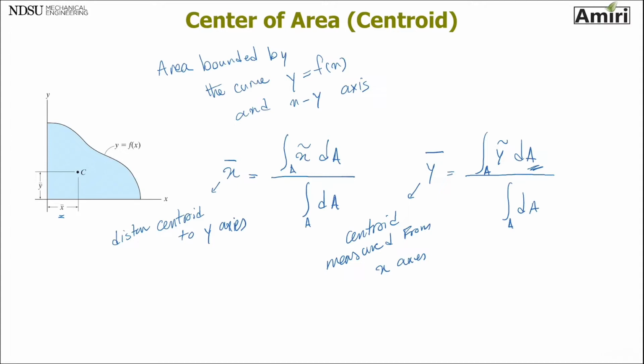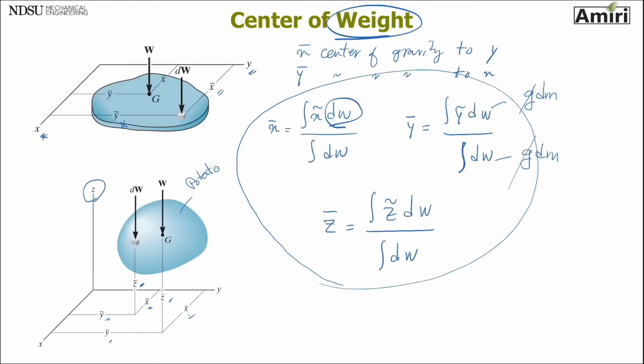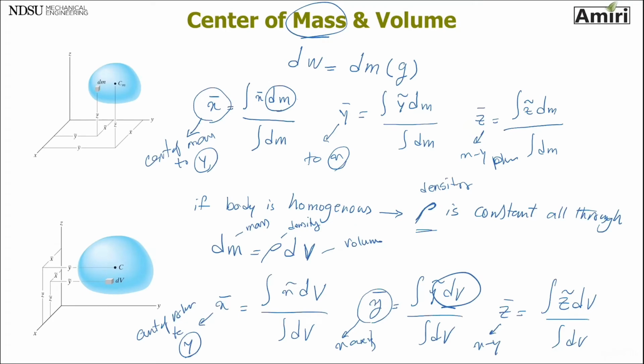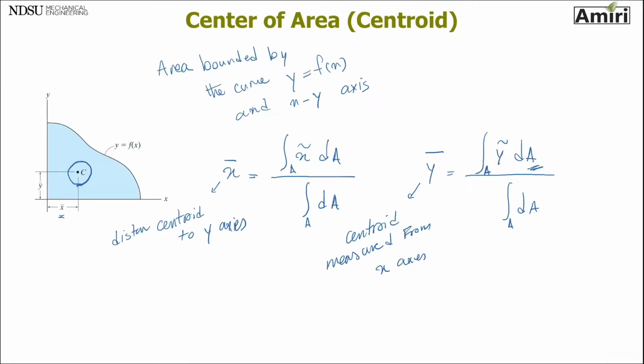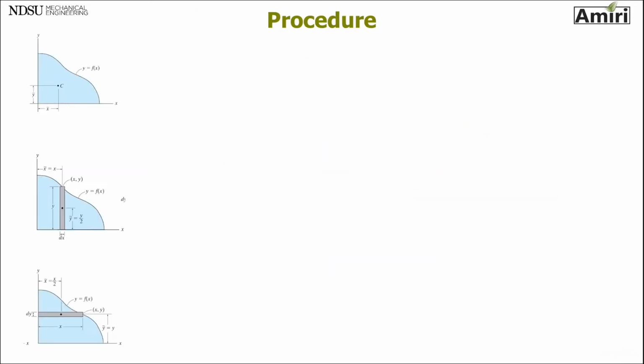Last thing I want to mention is we usually show centroid by dot C, and center of weight is usually shown by G. So everywhere that you see G, that means center of gravity, center of weight, and everywhere that you see C is usually center of area or centroid. I'm going to do examples of what that means and how to do the integration, but here is a little start to the procedure.